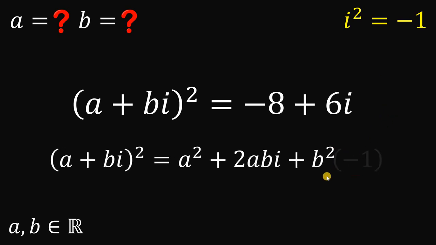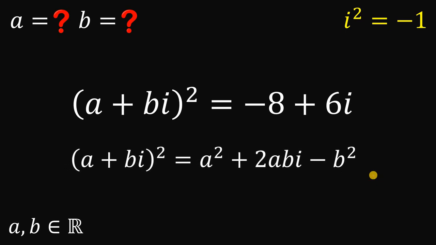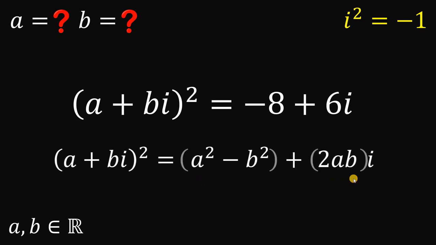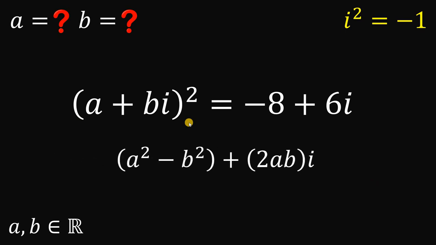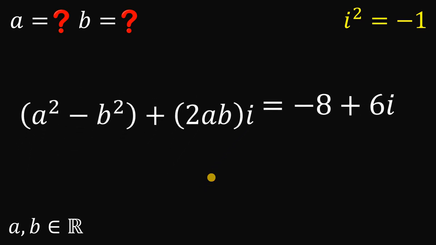So we can replace this i squared right here with negative 1. So let's do that. Now, b squared times negative 1 will give us negative b squared, of course. And now, let's rearrange some terms a little bit. So let's combine all the real terms and all the imaginary terms. Now, let's group them. And now, take note that the expression right here is equivalent to the expression on the left-hand side of our original equation. So let's substitute this value to our original equation like this.